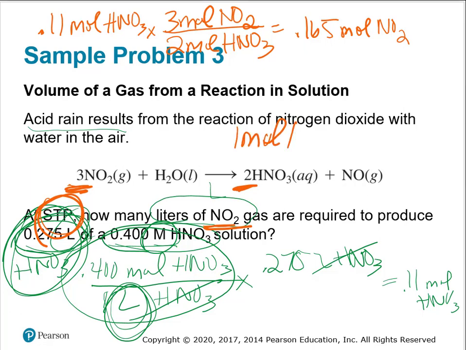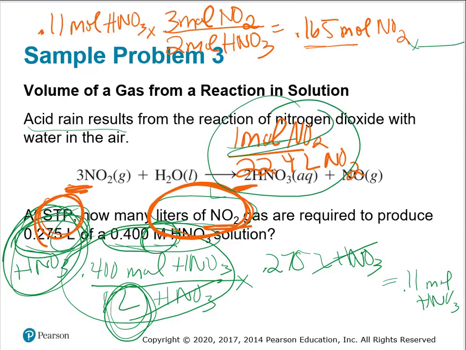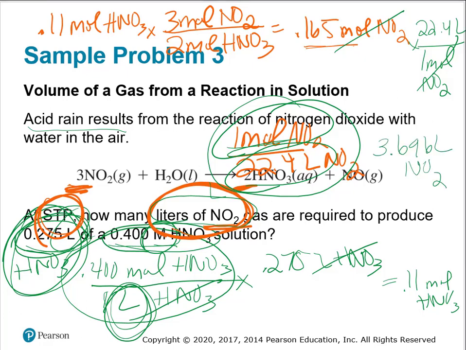So for 1 mole of NO2, there's 22.4 liters of NO2. And again, we could write this 22.4 liters on top for 1 mole of NO2 on the bottom. How would we need to write that to get liters? Well, if I've got moles right here, I would need to have my 1 mole on the bottom and the 22.4 liters on top. And that will cancel out my moles of NO2, leaving me with liters of NO2. So what is 0.165 times 22.4? That would give me 3.696.